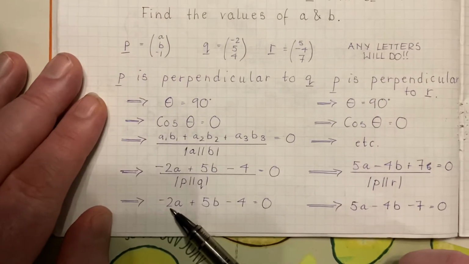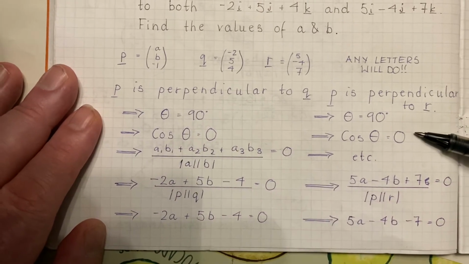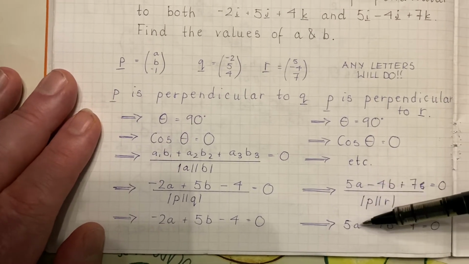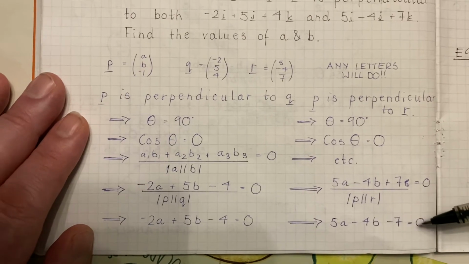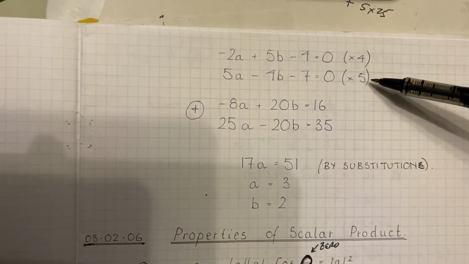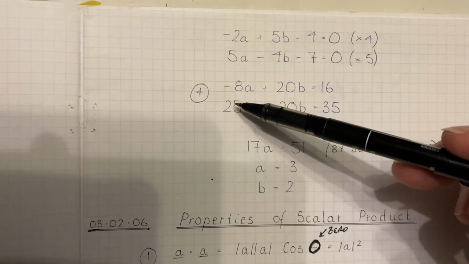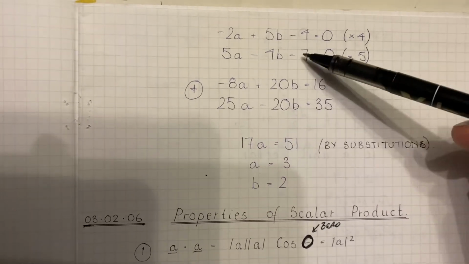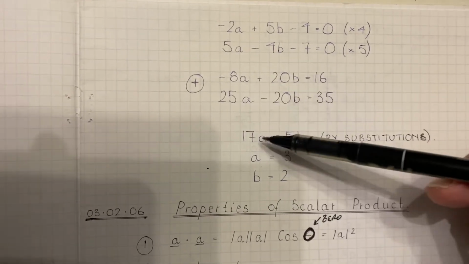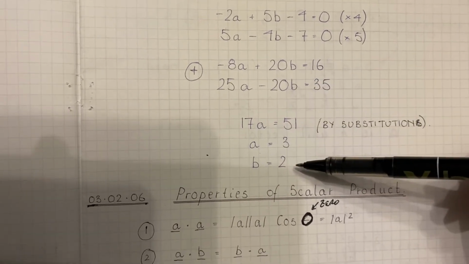So when we bung it in, we get -2a plus 5b minus 4 is 0. And similarly on this side, hence I've written etc., we get top line 5a minus 4b minus 7 equals 0. I'll look at simultaneous equations. Multiply top by 4, bottom by 5. We get 8a plus 20b equals 16 when we take that over, and 25a minus 20b equals 35. We can add the equations because there's a sign change. So 17a is 51, so a is 3. We substitute back in and we get b is 2.